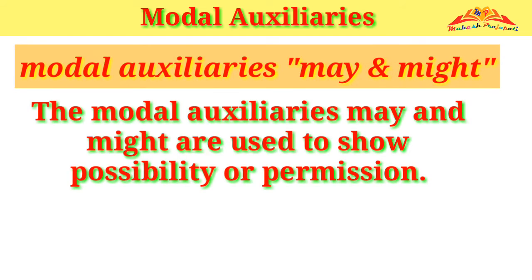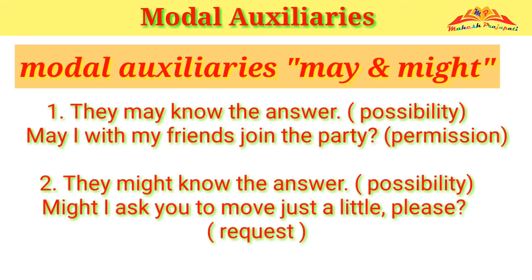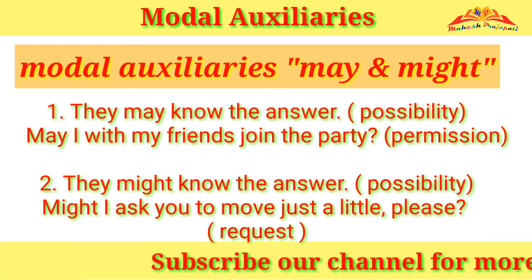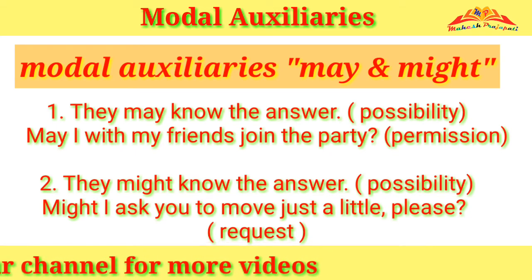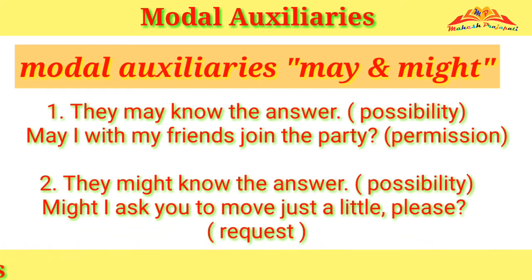Modal auxiliaries may and might. The modal auxiliaries may and might are used to show possibility or permission. Let's see some examples. They might know the answer. Here it is showing possibility. May I with my friends join the party? This is a permission. Might I ask you to move just a little please? This is showing request.